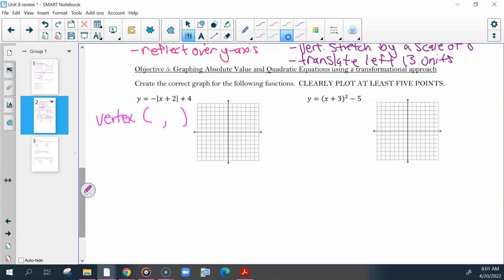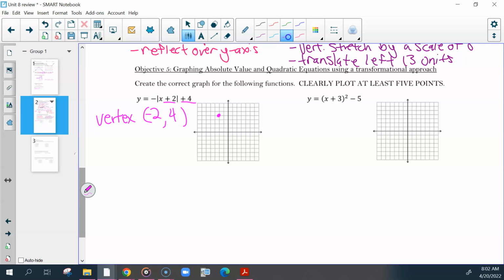Your vertex is found by looking at these two numbers, the inside and the outside. The inside number needs to be the opposite, so if it says plus, put minus, and vice versa. Whatever is on the outside, you would put whatever it says. So you would plot that point, your vertex.